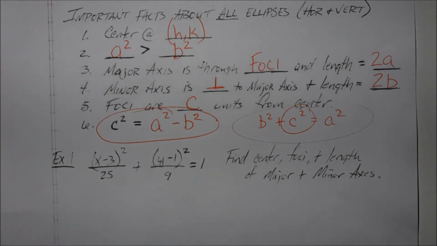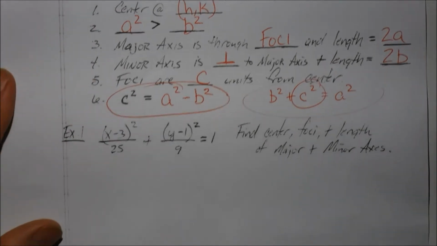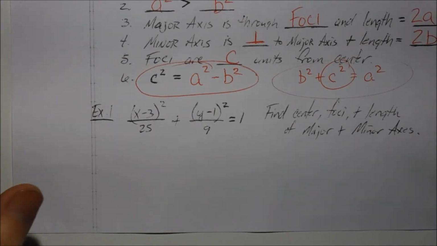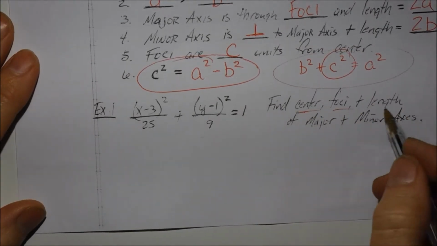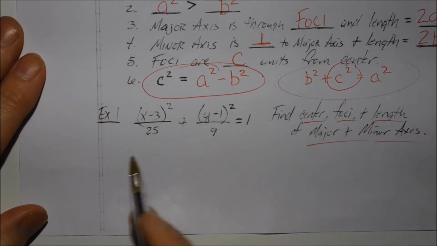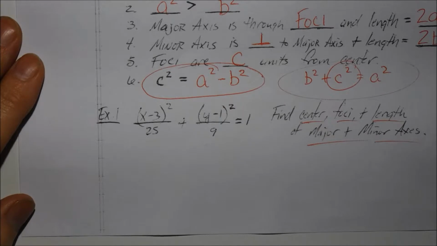Okay, so let's go ahead and run through a quick example. Example 1. Here's what we're trying to do: we give you an equation, and what we're trying to come up with is, all right, can you locate the center? Can you tell me whether it's a horizontal or vertical ellipse? Can you tell me the length of the major and minor axis? Can you tell me where the foci are at? Okay, so find the center, foci, and length of the major and minor axis. First of all, is this a horizontal or vertical ellipse?